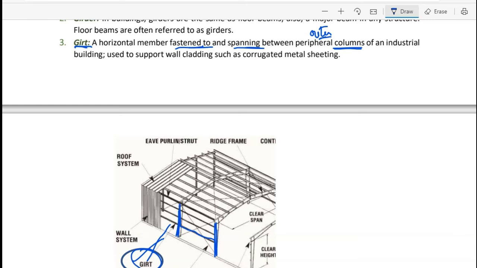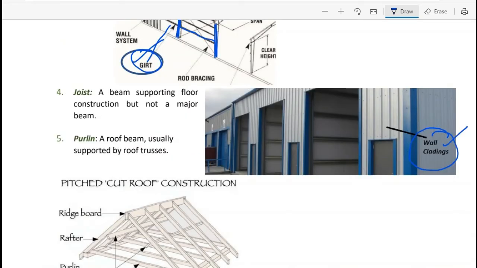So what is the purpose of a girt? See here, in steel structures we go for metal sheeting to cover the surface, right? And these cover sheets are just like walls, so they have to be bolted to the structure. These are wall claddings. These are metal sheets that act as a wall to cover the structure, just like walls.